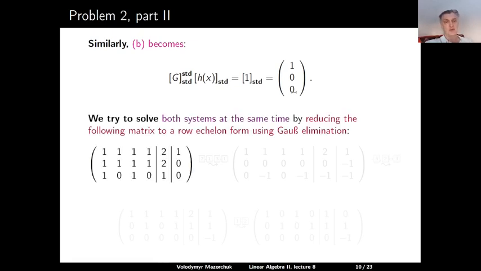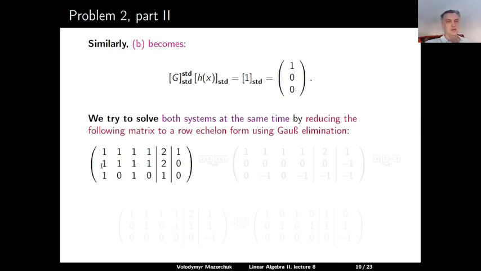So let's try to solve both systems at the same time by writing the matrix of the system, then a vertical line, then the right-hand side for the first system, again a vertical line, and the right-hand side for the second system. And solving systems of linear equations means reducing such a matrix to a row echelon form using Gauss elimination. So we have 1 in position 1, 1. We can use it to kill all other elements in its column.